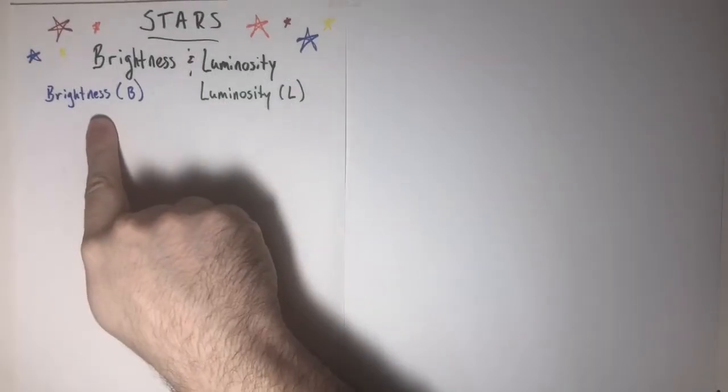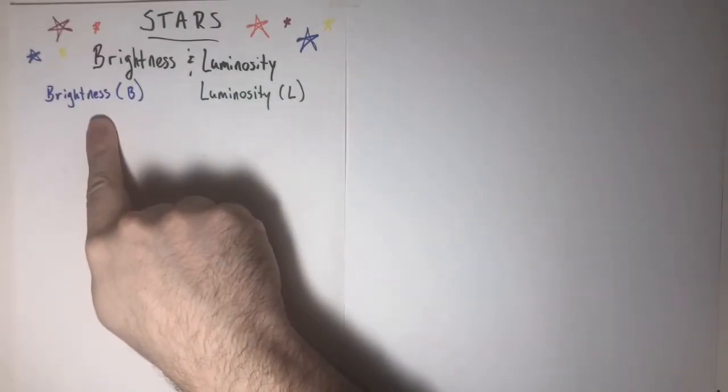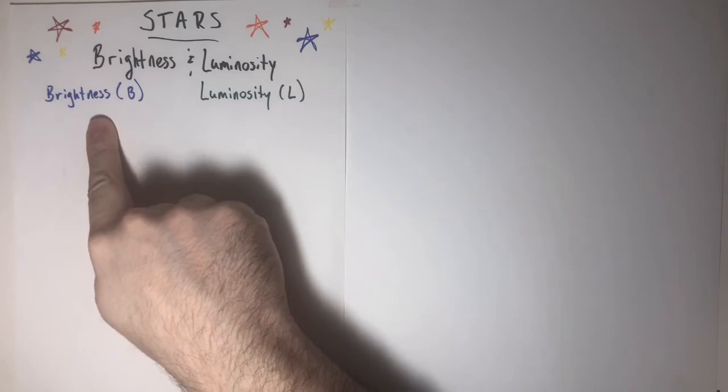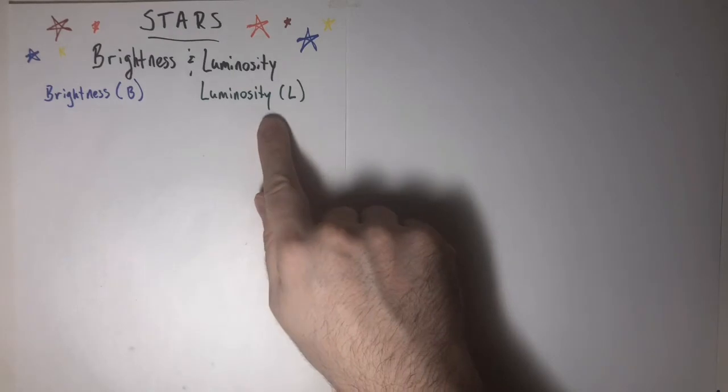As you saw from the slide that I just displayed, brightness is the word that we use when we're describing how bright humans perceive a star to be, whereas luminosity is more of an absolute number that means how much light that thing is really putting out.